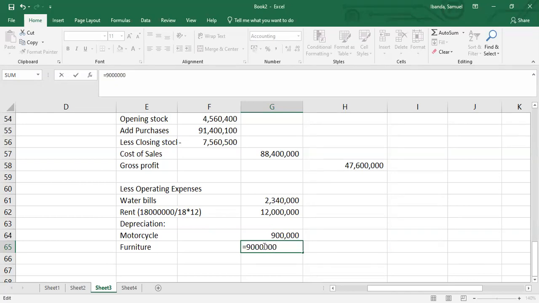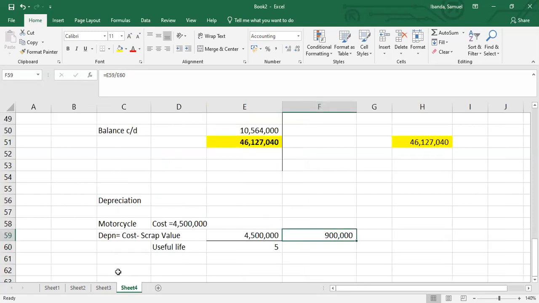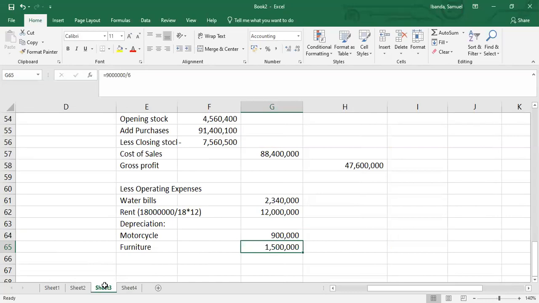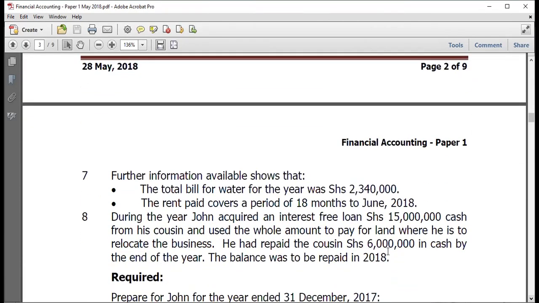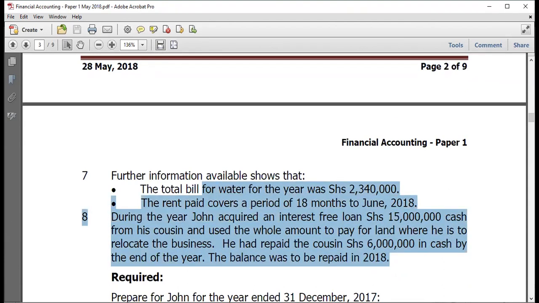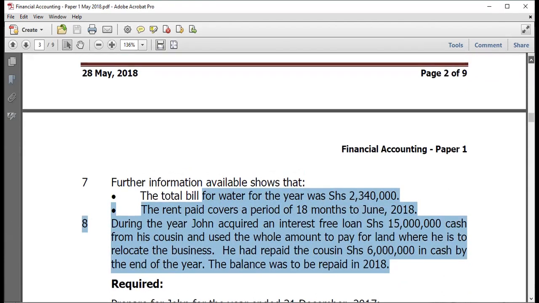9 million divided by 6. So this gives me 1.5. Of course, if you're in the exam, make sure that you include the working right here so that the examiner can find how to mark you, okay? So since I have that, mine is just to confirm that I don't have anything I've left out, okay? So all this, at least I've noted it, whatever is relevant to me.